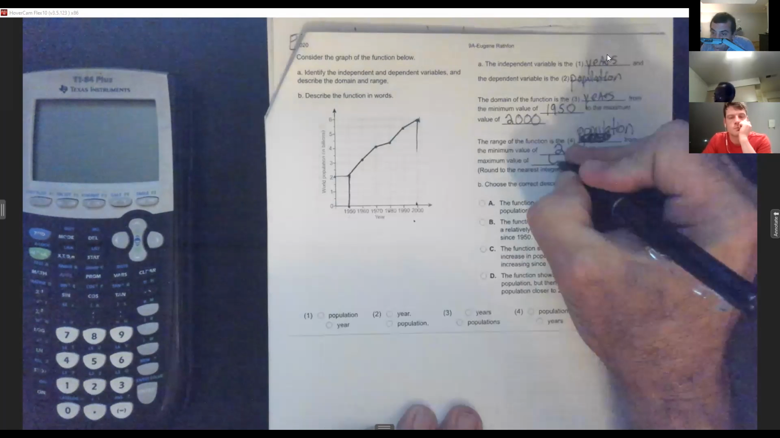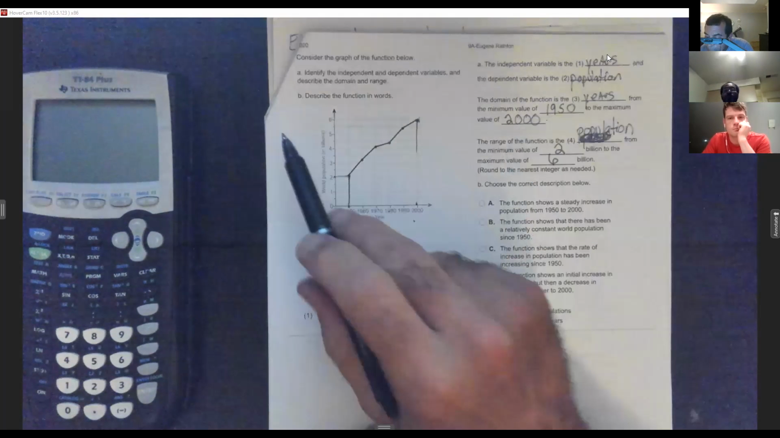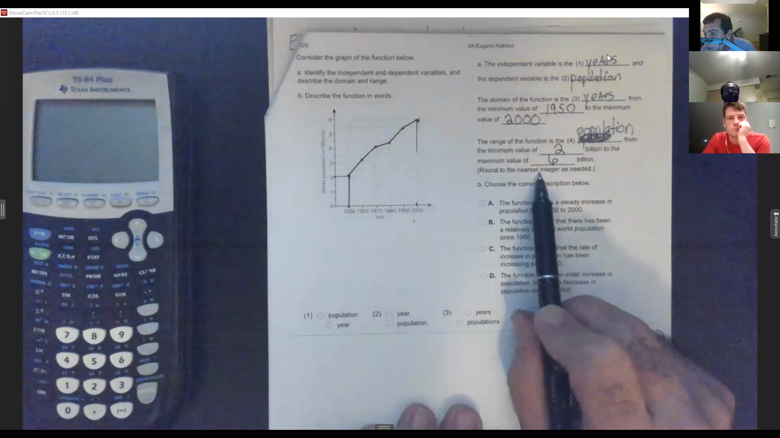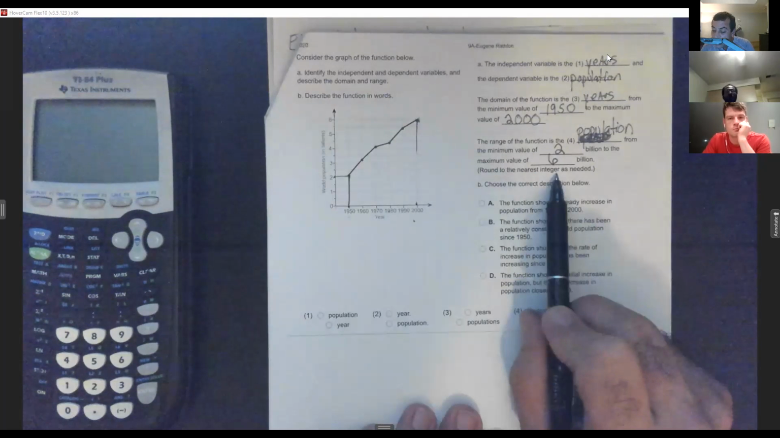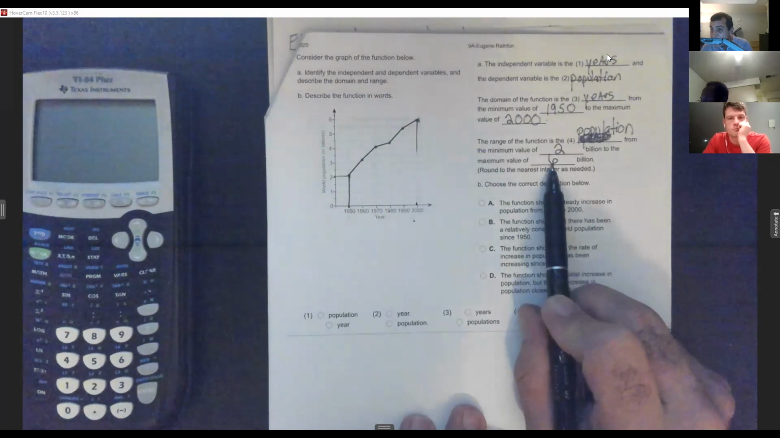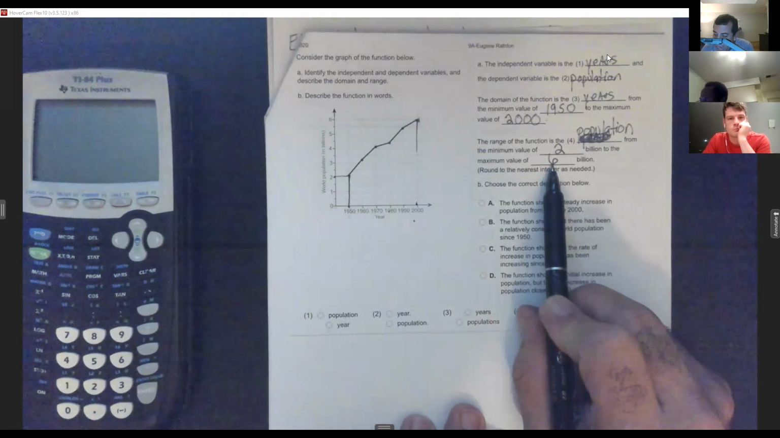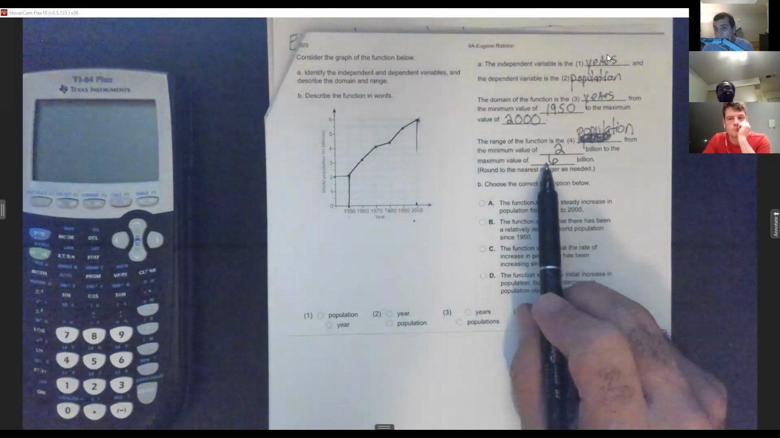Now, it wasn't quite at 6, but notice what it says here: round to the nearest integer. So since I'm rounding that to the nearest integer, I would make that a 6. If you try to put a 5.8 or 5 point something, it's definitely going to mark that wrong on that one, okay?